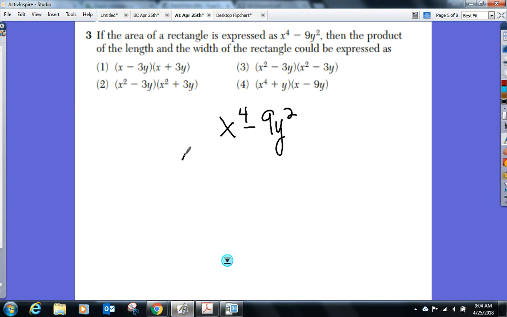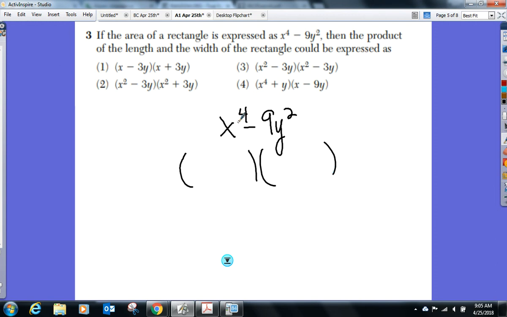All right. x to the 4th, 9, y squared. What do you know about all those, Emily? They're all perfect squares and you're subtracting. So what method am I going to do here? What method are you pulling out? DOPS, difference of two perfect squares.